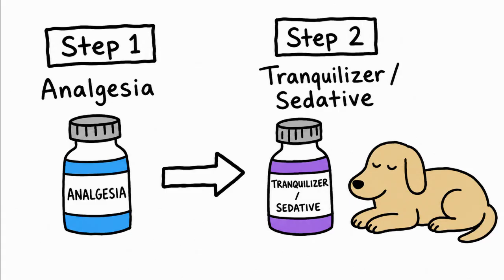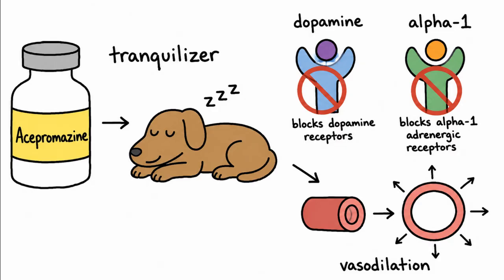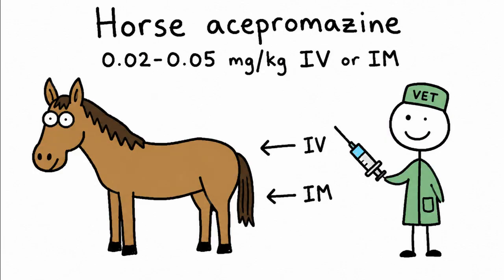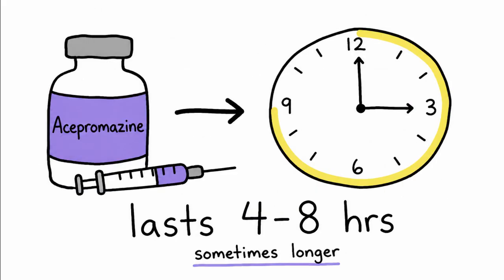After analgesia, you may add a tranquilizer or sedative. Acepromazine is a phenothiazine tranquilizer that blocks dopamine receptors and also blocks alpha-1 adrenergic receptors, which causes vasodilation. In dogs and cats, it is often around 0.01 to 0.05 mg per kilogram intramuscularly or subcutaneously. In horses, it is often around 0.02 to 0.05 mg per kilogram IV or intramuscularly. It lasts a long time, usually 4 to 8 hours and sometimes longer clinically.